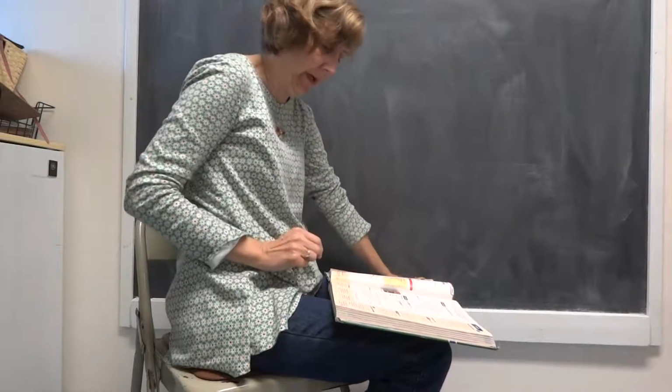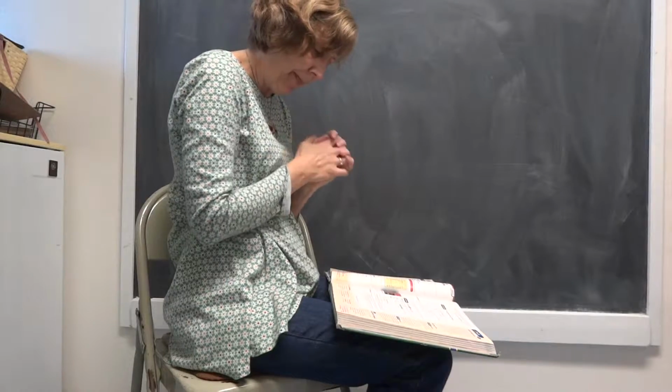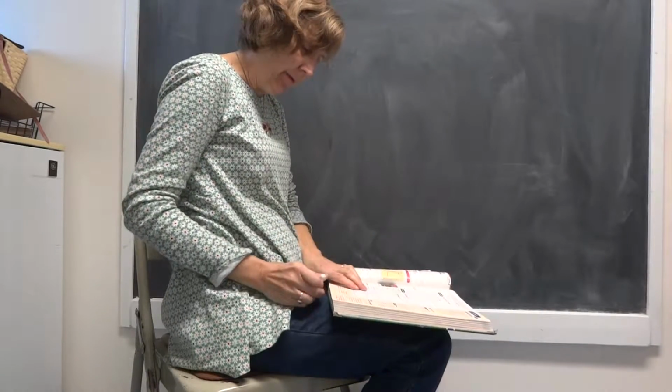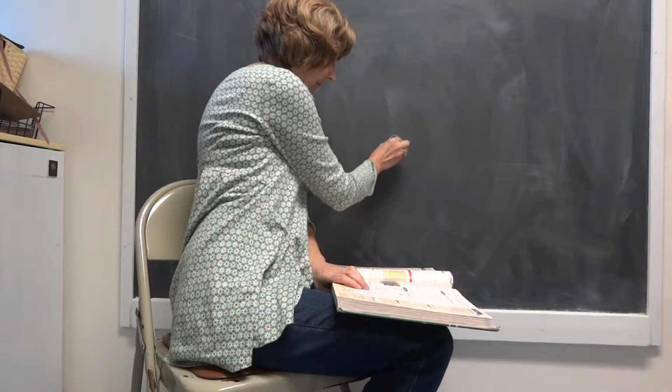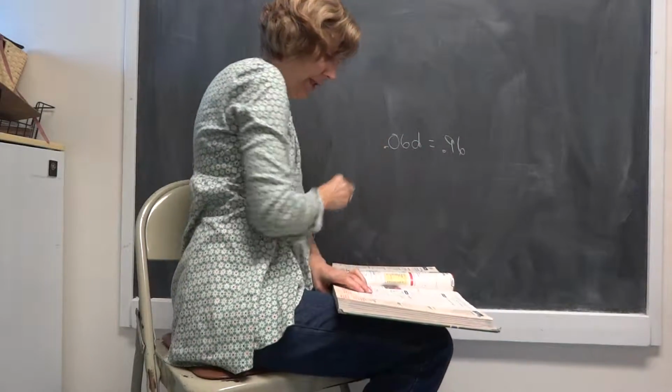Okay. So let's try the check understanding 2. Look at your book. Again, we're on page 89. Check understanding 2A. It says the equation 0.06D equals 0.96. That's what we just did up above.